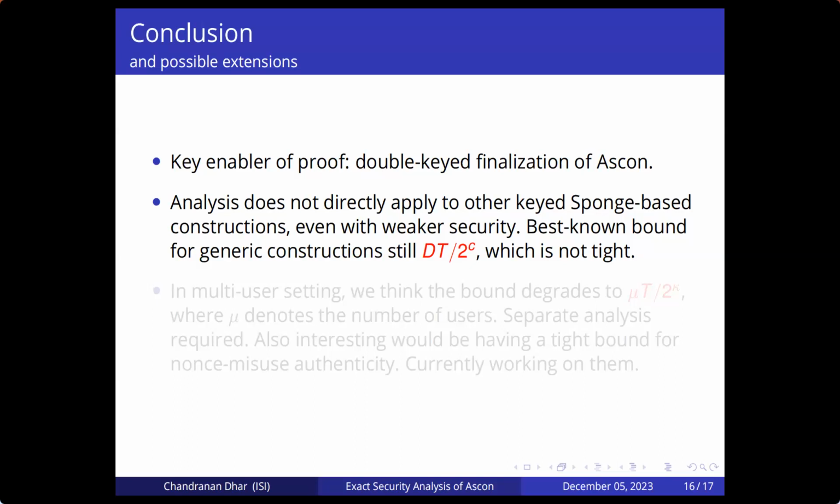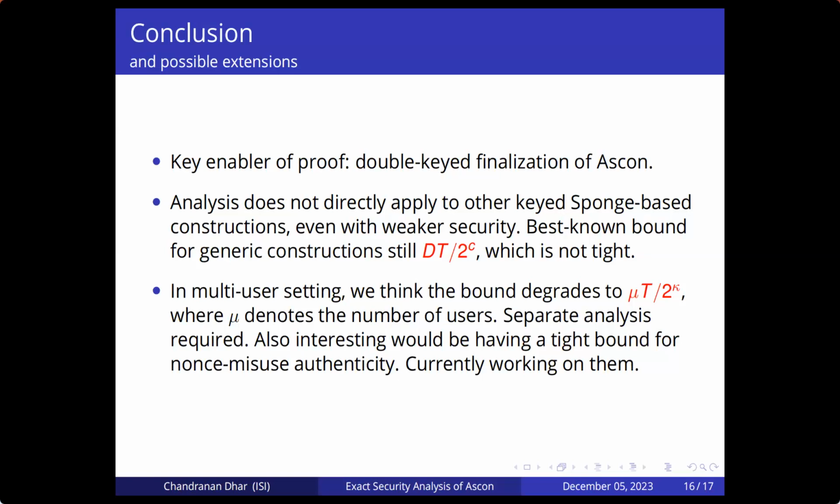Like how can we show increased security for duplex based constructions, or give an attack showing that it cannot be improved. And then finally, in the multi-user setting, we think the bound degrades to mu t by 2 to the kappa, where mu denotes the number of users. But this is a hunch. Exactly our analysis does not work, so a separate analysis is required.